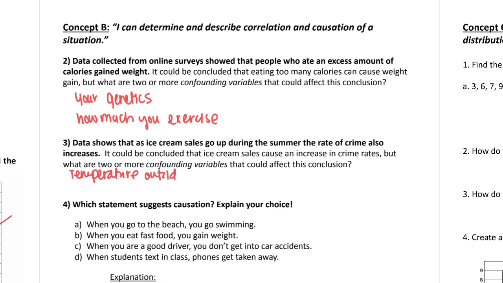Right, when it's hot out, more people are eating ice cream, but maybe more people are out and about, more opportunities for crime. And then maybe the fact that kids are out of school. So they're eating ice cream because it's summer, and then also can be out and about unsupervised doing things that maybe they're not supposed to be doing.